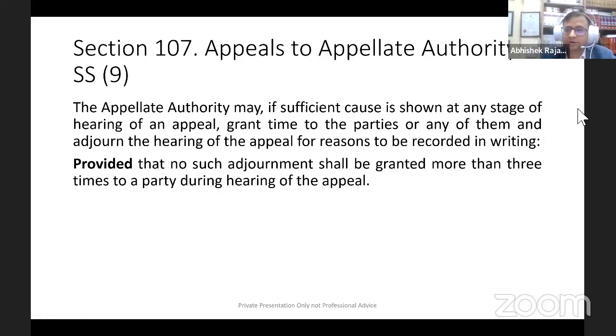Now, if you were not available on that personal hearing or due to certain reasons you were not able to attend, then you can request for adjournment. Both parties can request for maximum 3 adjournments. Both parties means, see, you are in dispute with the proper officer. Once you file an appeal, you are in dispute with the proper officer.